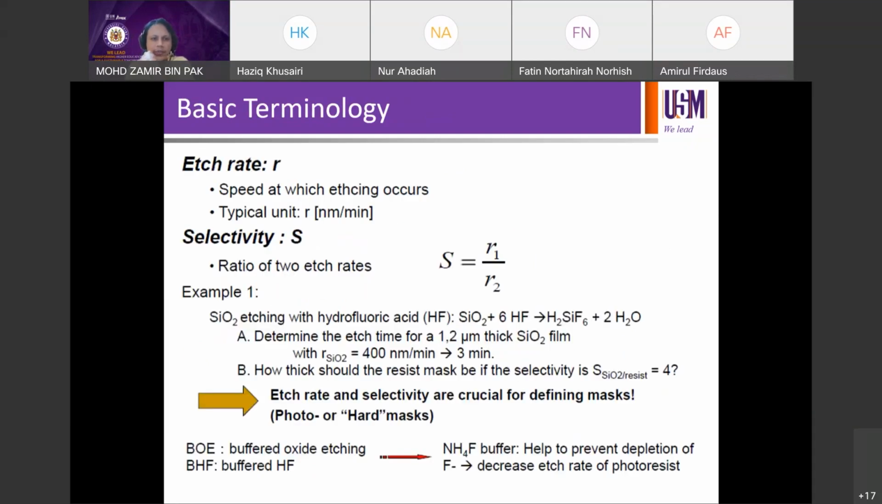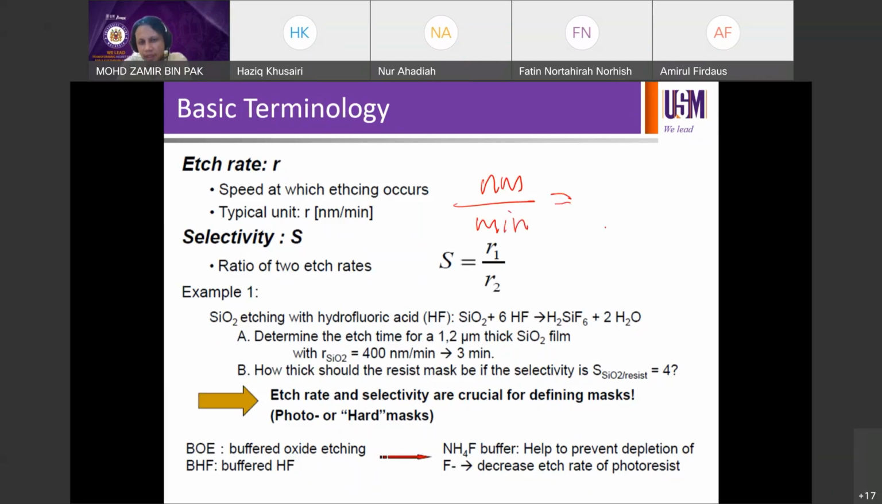Right, etch rate, speed at which etching occurs, typically nanometer per minute, nanometer per second, angstrom per second, as long as it's thickness over time. Okay, it can be micron per minute, it can be micron per hour, it can be nanometer per hour, angstrom per second. There is no fixed unit. As long as berapa banyak you remove, nanometer, over berapa lama it takes. Okay, say nanometer per minute.